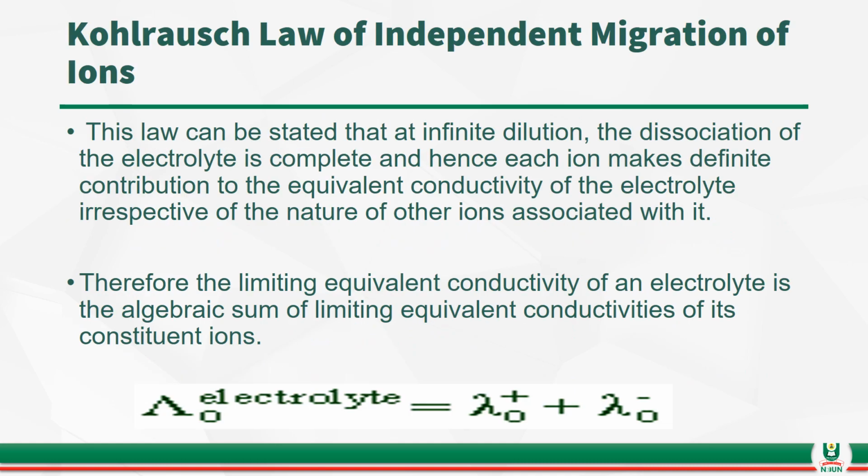Kirchhoff's law of independent migration of ions. This law states that at infinite dilution, the dissociation of the electrolyte is complete, and hence each ion makes a definite contribution to the equivalent conductivity of the electrolyte, irrespective of the nature of other ions associated with it. Therefore, the limiting equivalent conductivity of an electrolyte is the algebraic sum of limiting equivalent conductivities of its constituent ions.